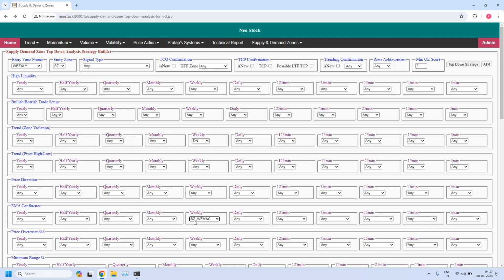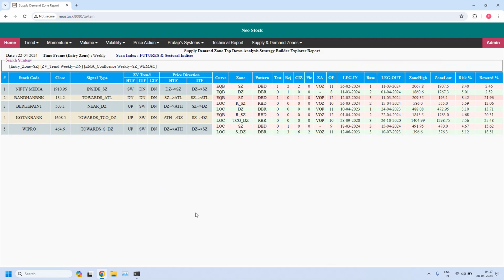How can we say it is a weekly supply zone? Because we selected our entry zone as supply zone, and not only that, here we selected the time frame as weekly. So either way, it is okay. With this information, let us see if more stocks are there, then we look for pivot based trend also. If a small quantity is there, we are happy with that list. Okay, we got only 5 stocks. We don't need to eliminate these stocks further.